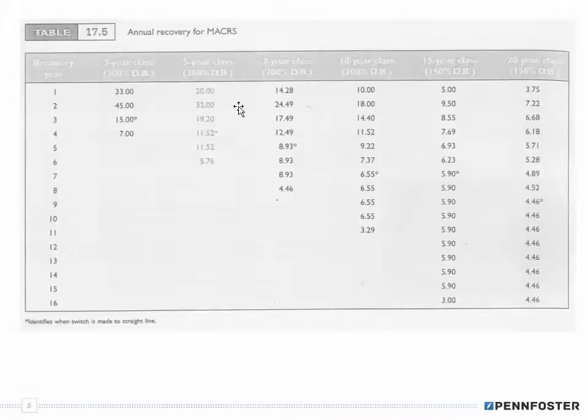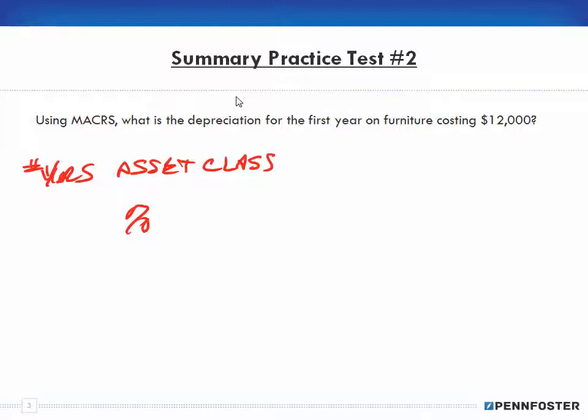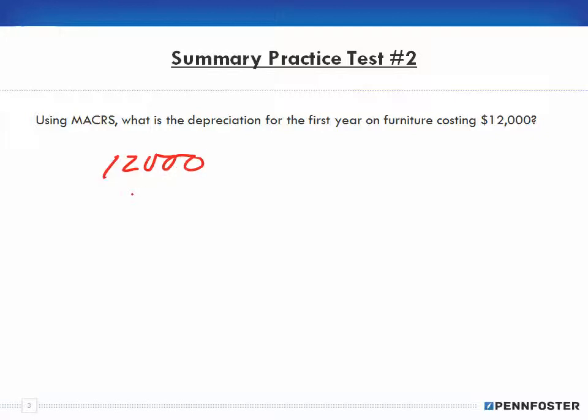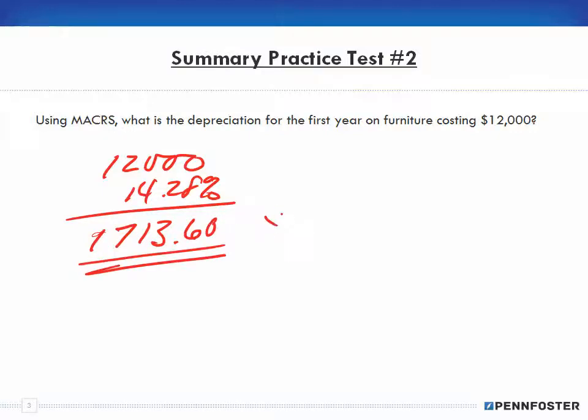Now we come down to the annual recovery chart for MACRS. We look under the 7 year class, and it tells us in the first year we're going to depreciate it by 14.28%. So we take the $12,000 and multiply it by the 14.28%, and that ends up giving us a depreciation expense of $1,713.60 for year one. And that's relatively simple.